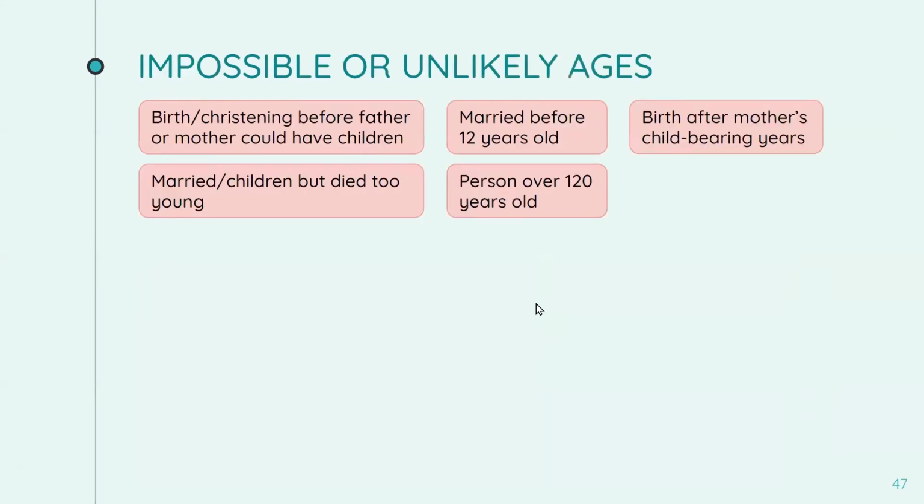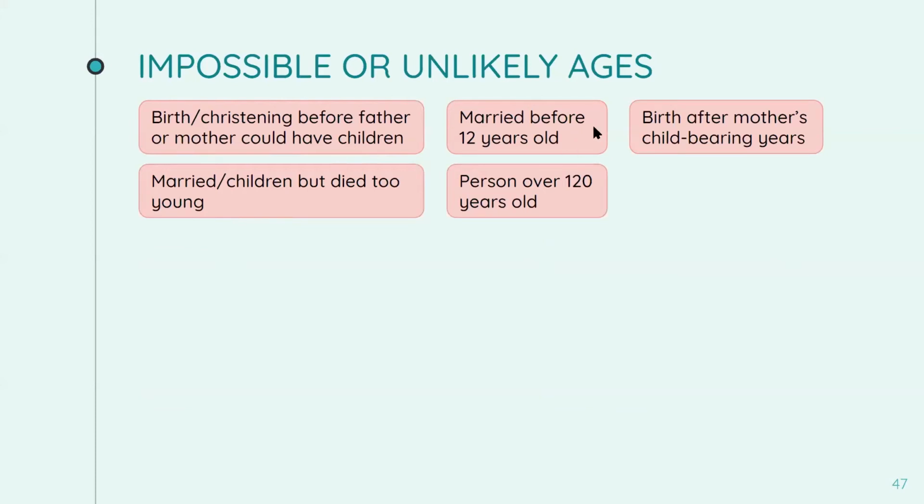Impossible or unlikely ages. Here's a list of the types of impossible or unlikely ages that are flagged in FamilySearch. A birth or christening before the father and mother could have kids, married with children, but they died too young. So maybe the child died at 5, but maybe because of a bad merge, they've got a spouse and children. And you realize, okay, if they died at 5, that can't be right.